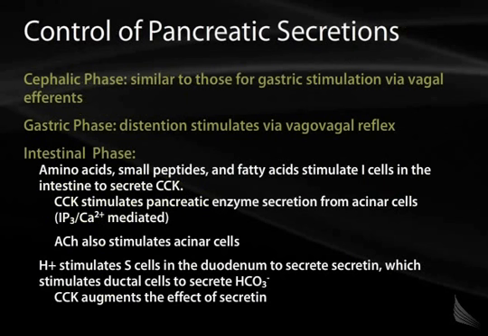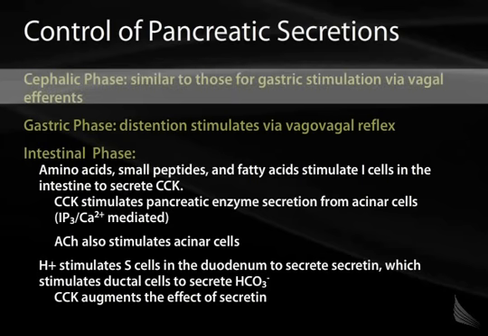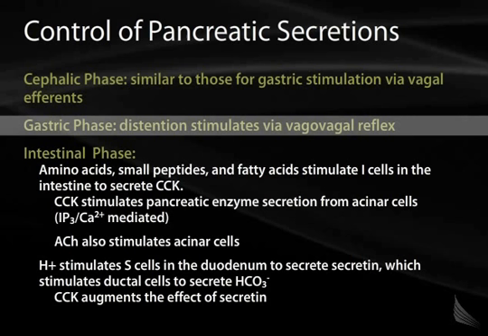There are multiple phases that control pancreatic secretion. There is the cephalic phase, which is similar to that for gastric stimulation via vagal efferents. The gastric phase occurs with distension stimulated via the vasovagal reflex. The important thing about these two phases is to understand that pancreatic stimulation does not begin when food contents enter the small bowel. These phases are present as soon as food enters the oral cavity and digestion begins at that time. This is a cascade that occurs throughout the body, which is then potentiated when food enters the small bowel.